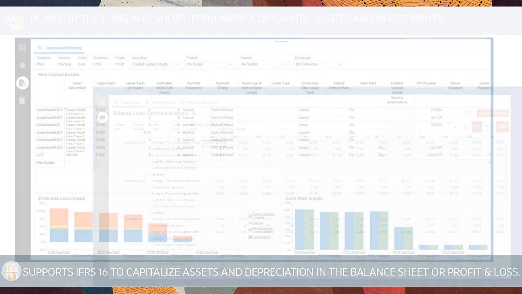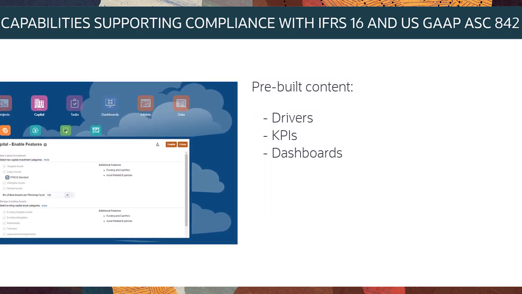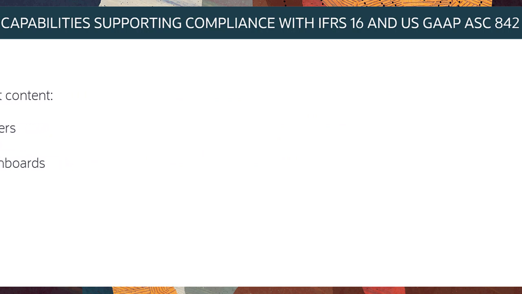loss. While not an accounting solution, capital planning provides best practice pre-built content, such as drivers, KPIs, and dashboards, and the following capabilities so your planning process supports compliance with IFRS 16 and US GAAP ASC 842.